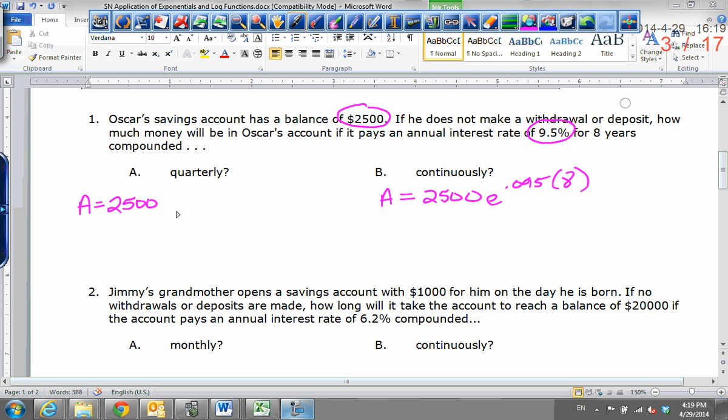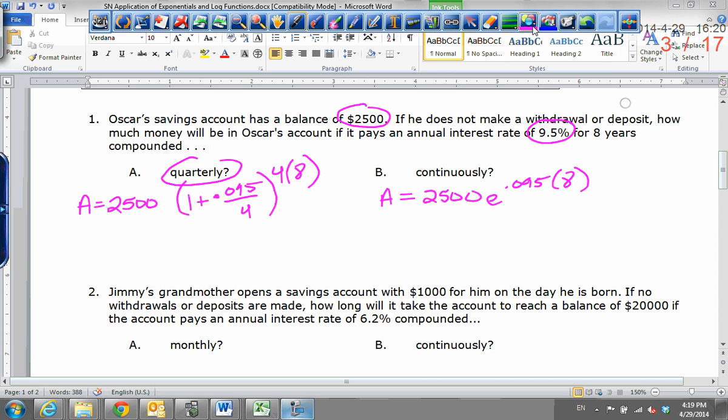For our quarterly equation, that's the new one, we're going to do 1 plus my interest rate, still 0.095, over the number of times it's being compounded. This is quarterly, so it would mean 4. And then to the 4, it's the same number there, and then for 8 years.